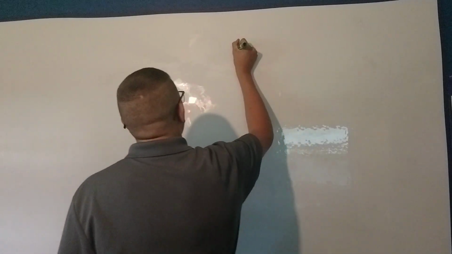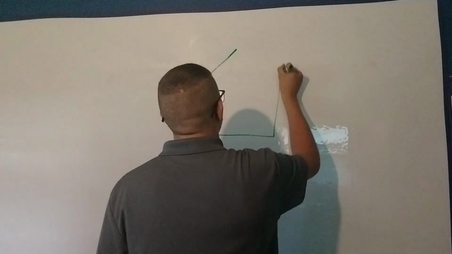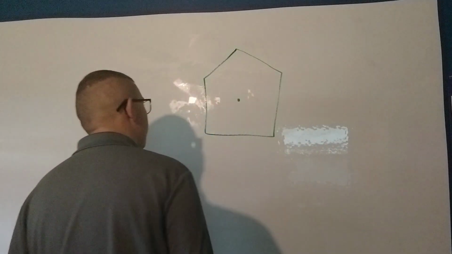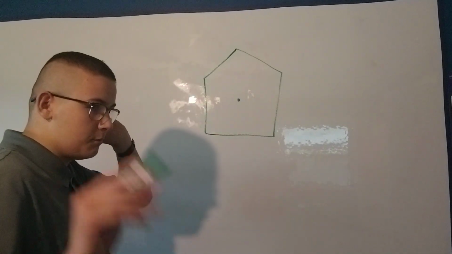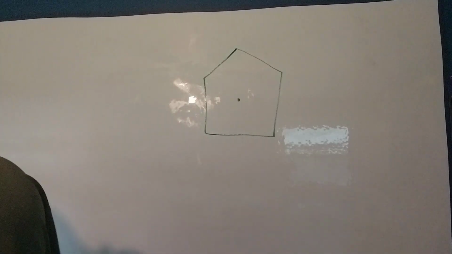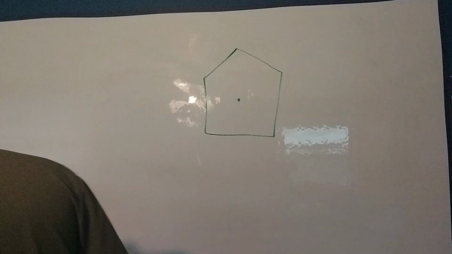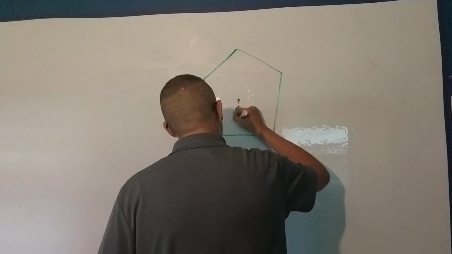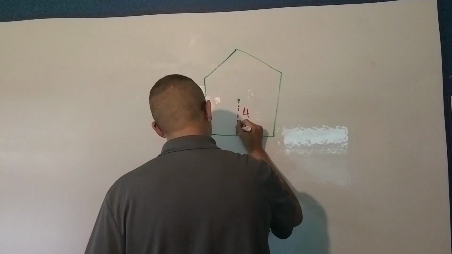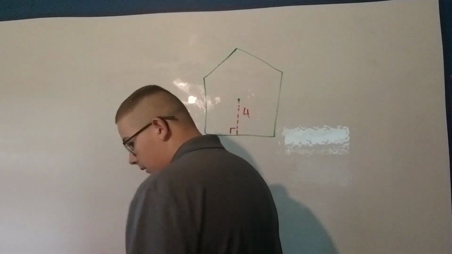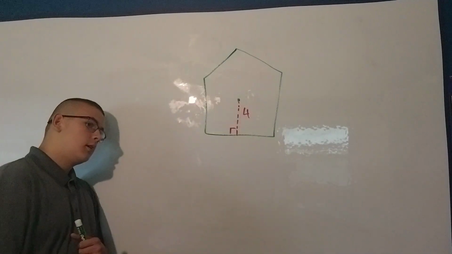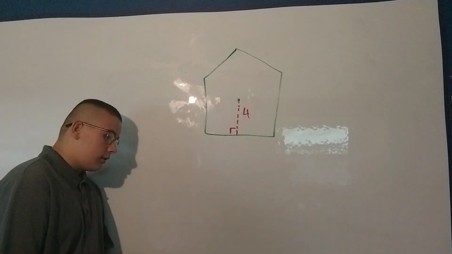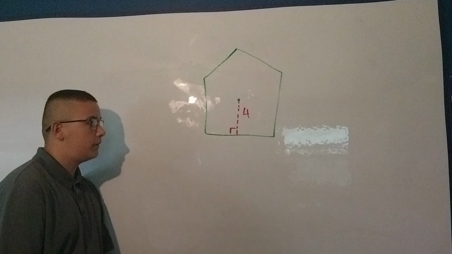So here, if we have this pentagon, and I know that's not regular, but just pretend it is regular. And I tell you the apothem is 4 units. That's 4 units. It meets at a 90, like that. And I ask you to solve for the area. So go on, try that on your own for a second. Once you pause, figure it out.